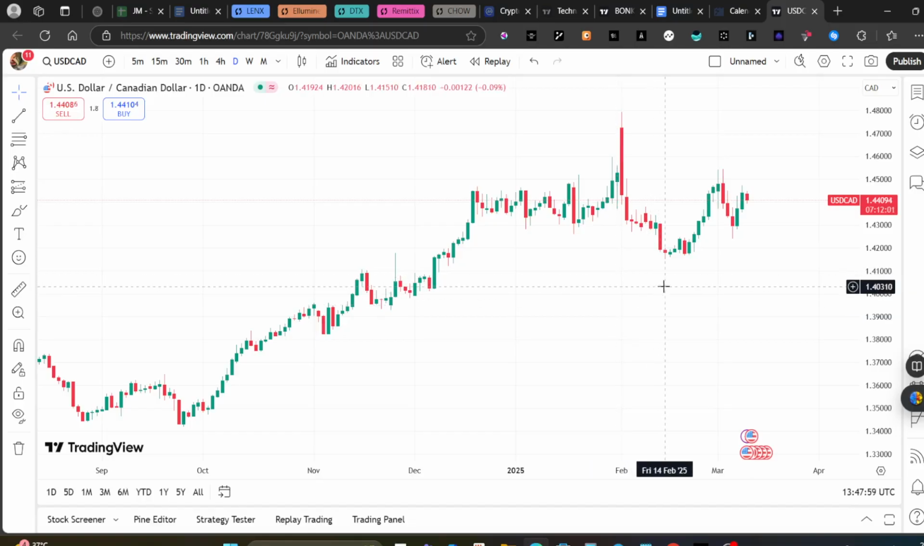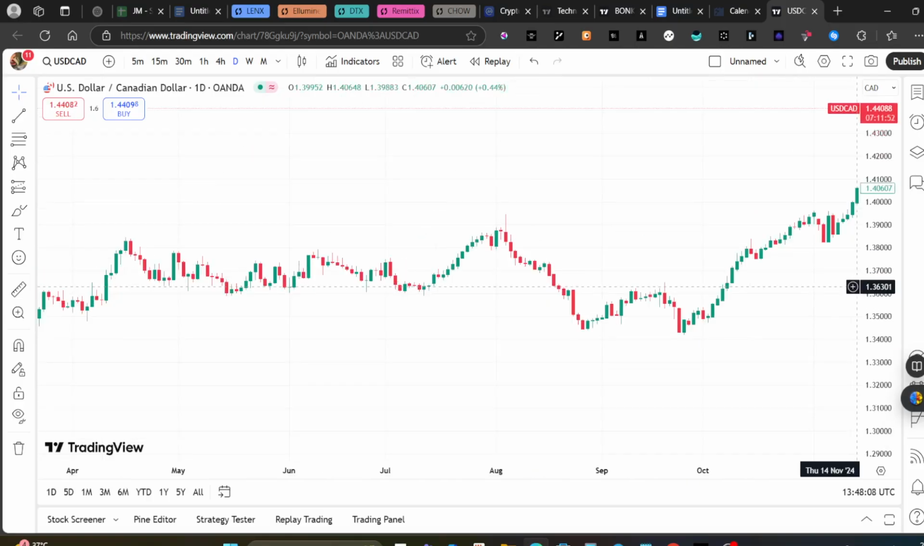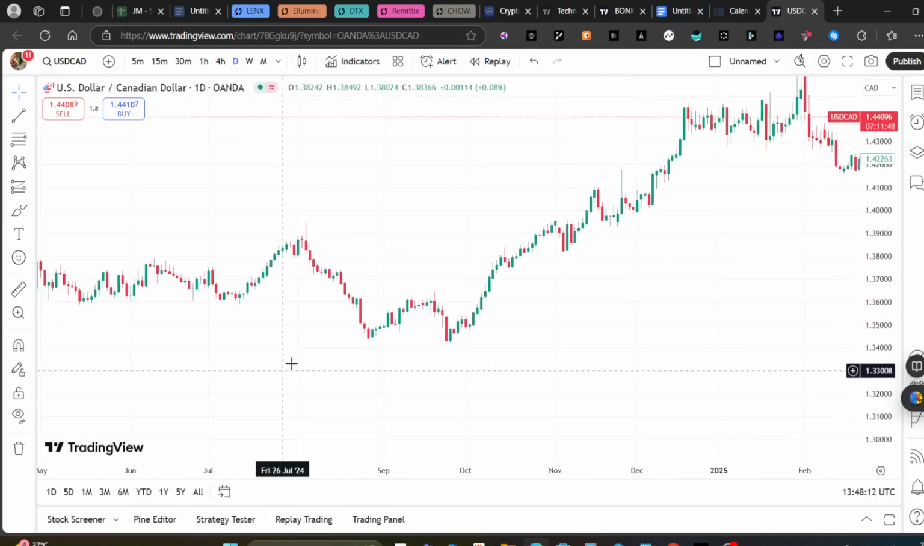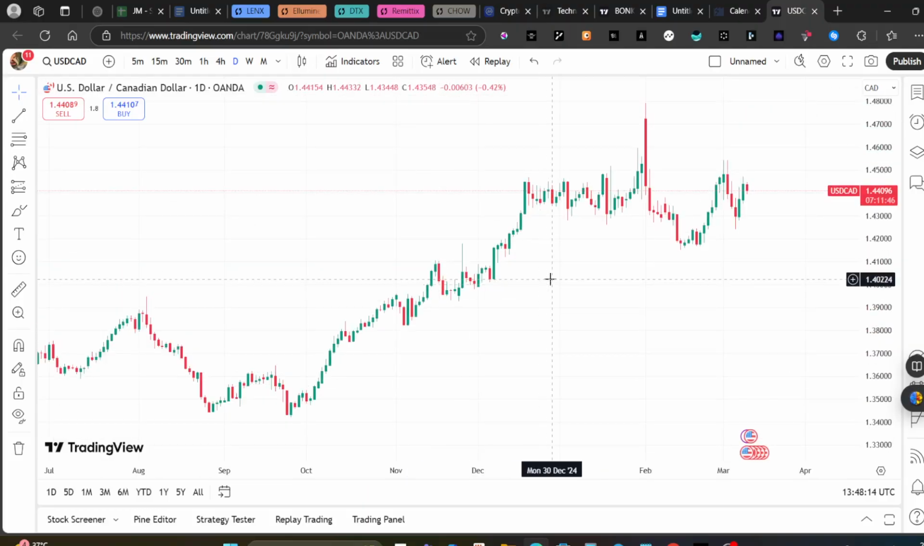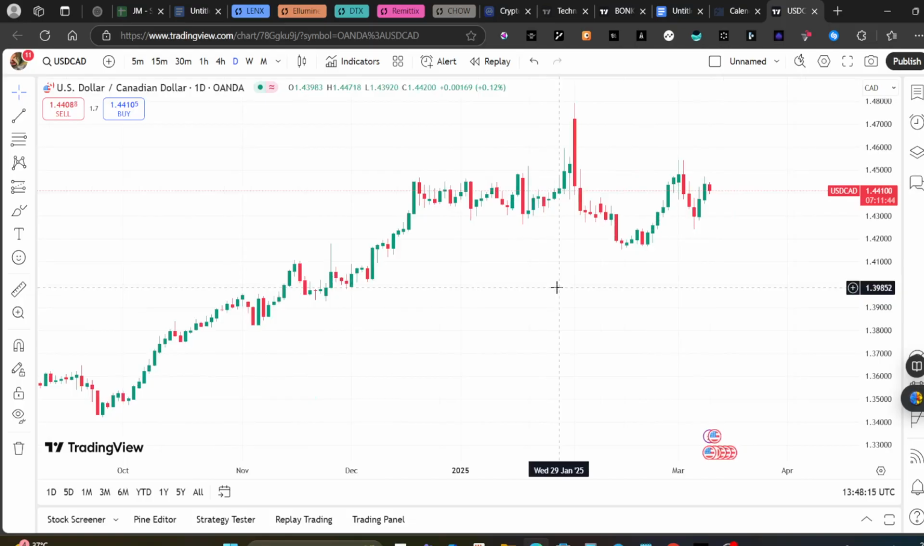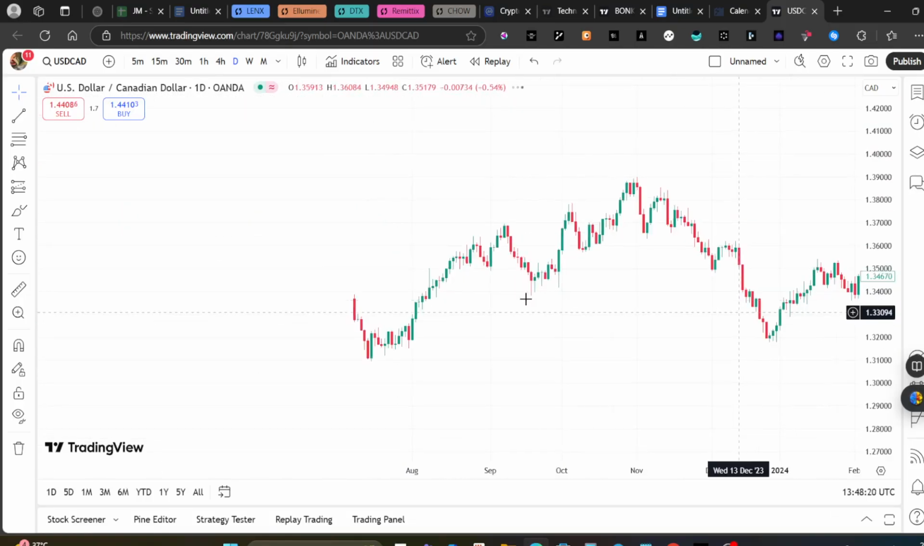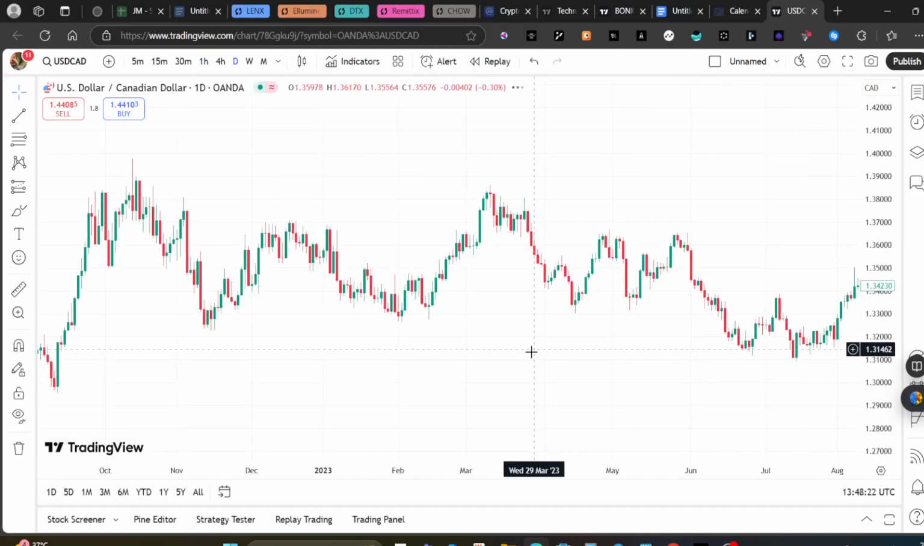So how do you recognize an order imbalance in the market? There are a few key signs. When you see strong impulsive moves, when price moves rapidly in one direction with very little pullback, it signals an imbalance in orders.